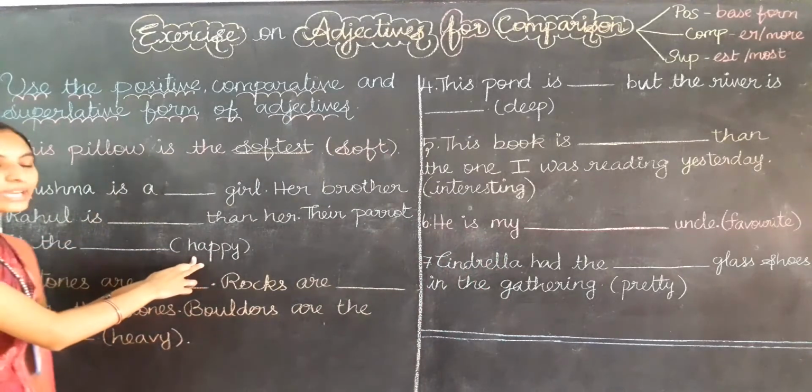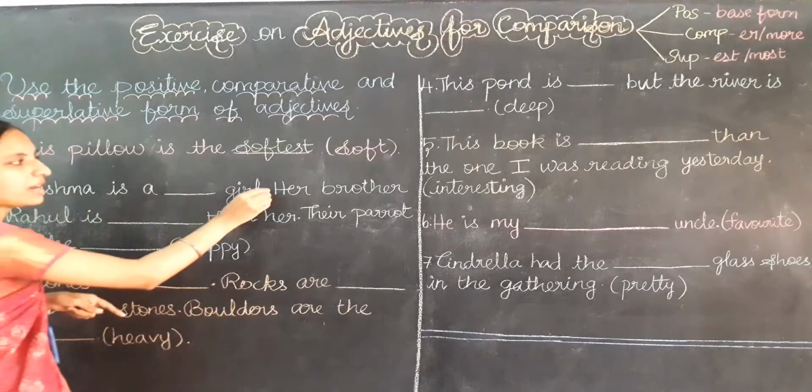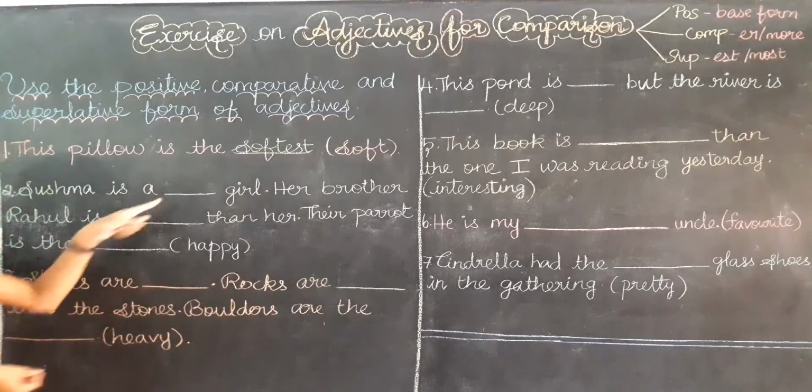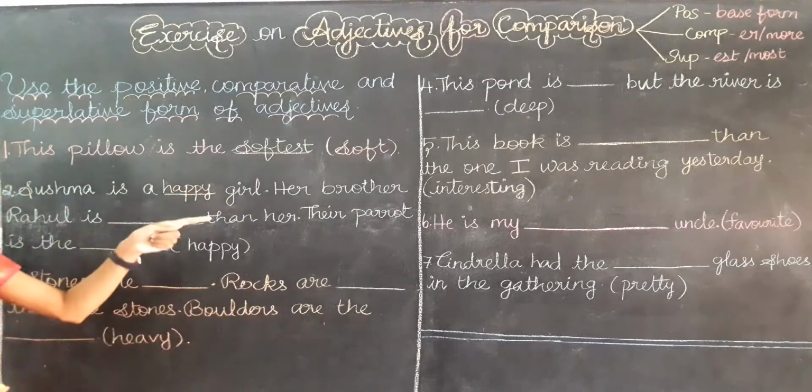So we need to use the adjective happy. Here they are not comparing Sushma with anyone else in the first sentence. So we can write the base form directly. So this belongs to positive degree, right? So Sushma is a happy girl.